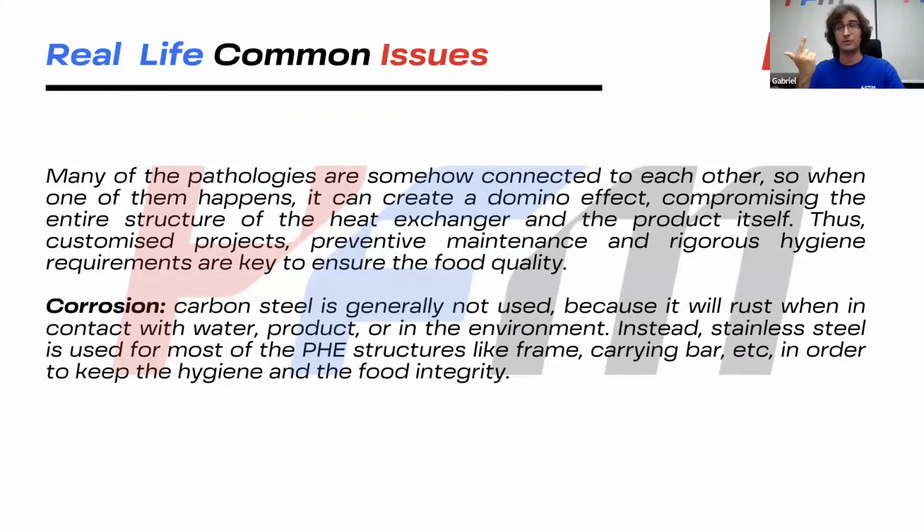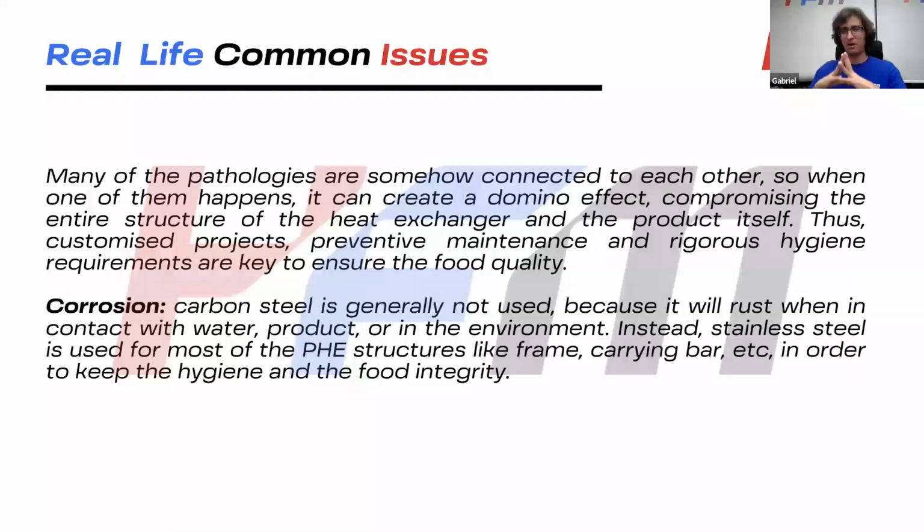Preventive maintenance is also very important because the equipment doesn't last forever. We need to make sure they're going to keep working well. Hygiene is very important for the food for obvious reasons. I think I do not need to go over that. And yeah, these are the key things we need to do to ensure the food quality.